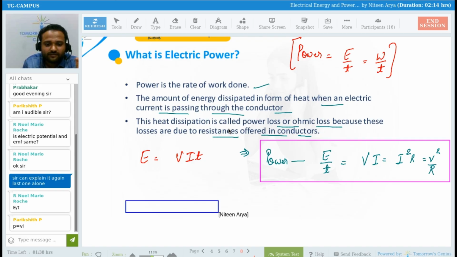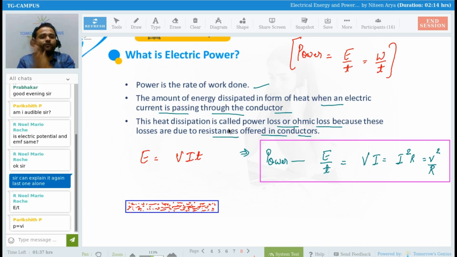See, this is your conductor, and in a conductor the flow of electrons is basically known as electric current, and they are going to collide with each other. So obviously, if two people, or two materials, or two particles collide, the energy of collision is going to be converted, not exactly, into heat energy. Simple thing you can understand.